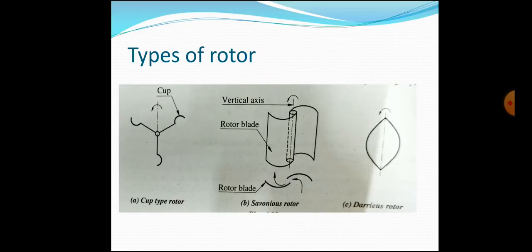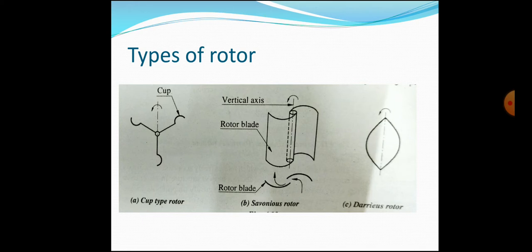But have relatively low tip to wind speed ratio and lower power outputs for a given size of rotor. So here, as we can see, there are three types of rotor shown. So we will discuss one by one.